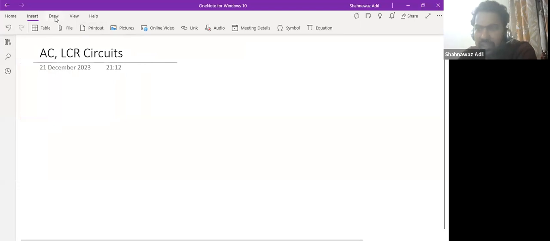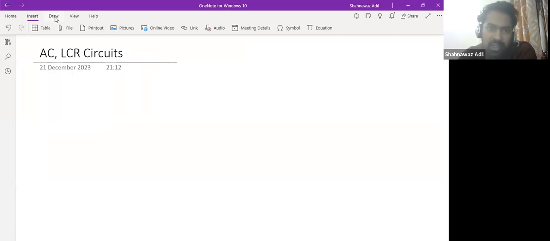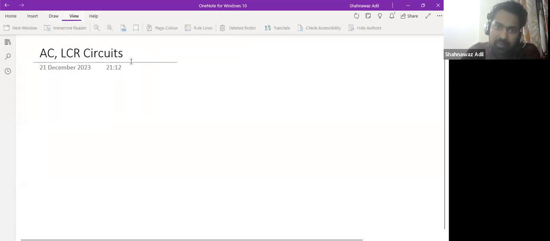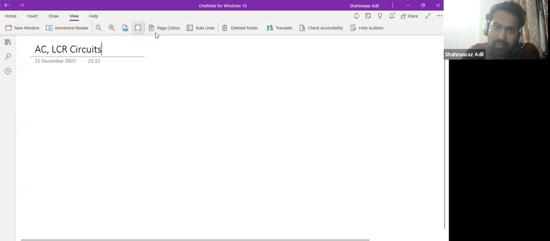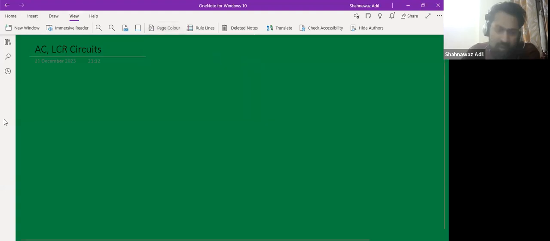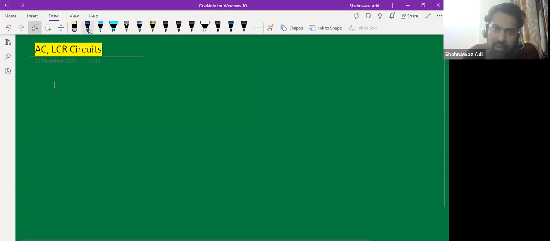So in the previous class, we saw how we get this EMF, which is varying with time, from an AC generator. How do we get that? So let's say we have this magnetic field, right?